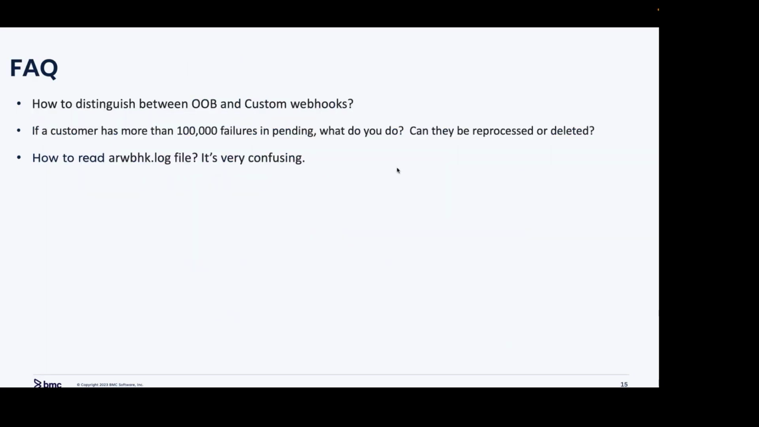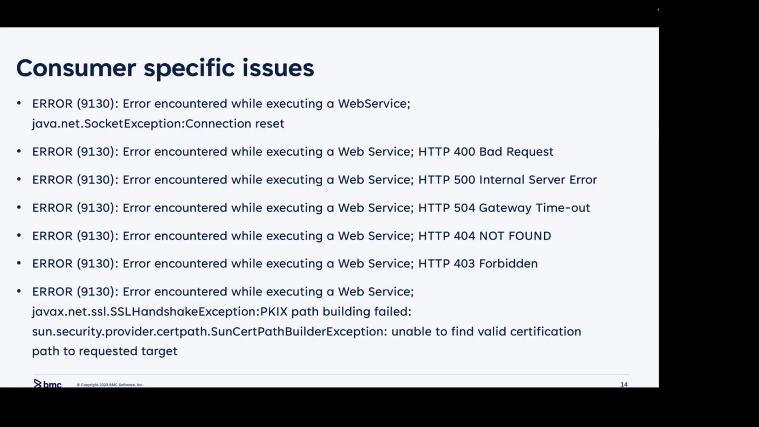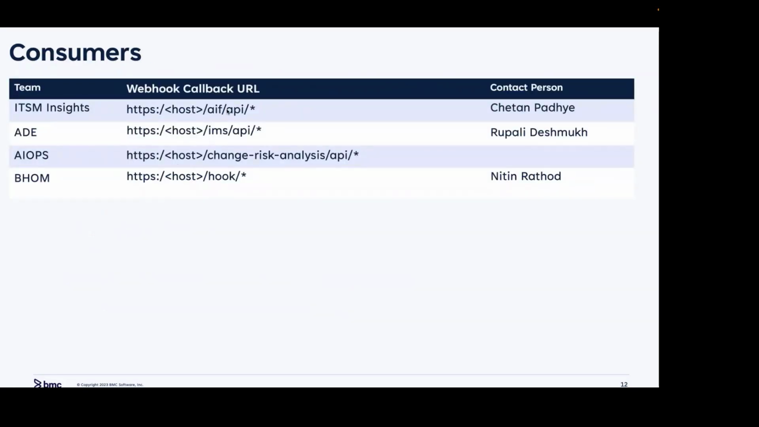Yeah, a couple of frequently asked questions. How to distinguish between the out of the box and custom webhooks, as we discussed in the slide. If you find this kind of pattern, these are out of the box, but customers also may create such webhooks using such URLs, so this exact information you'll have to get from these application teams. They only know what webhooks they are shipping out of the box.